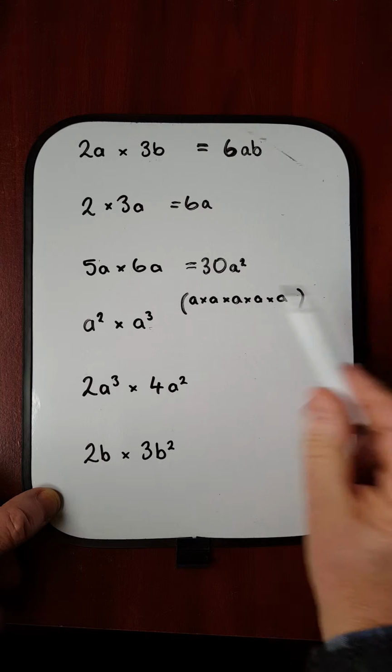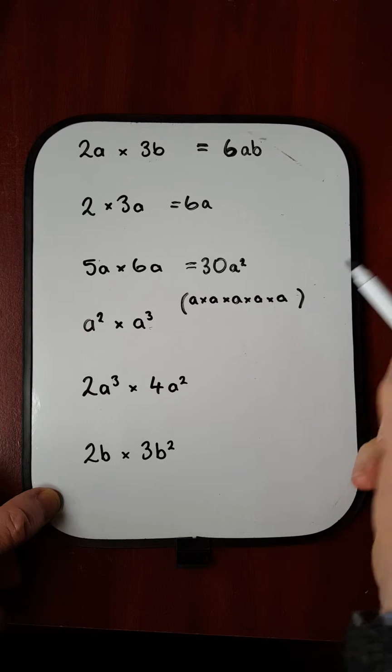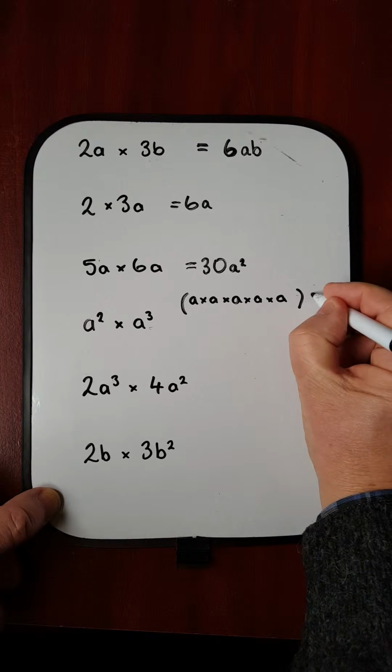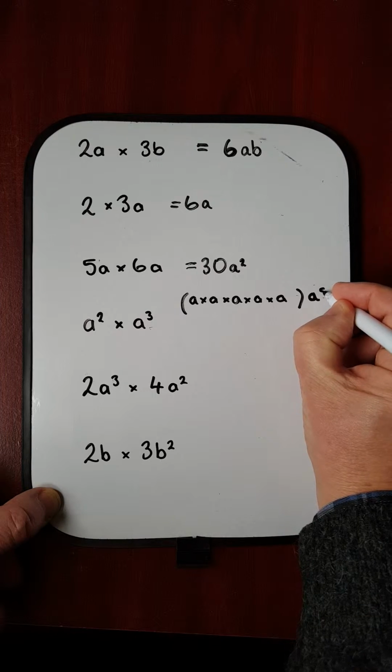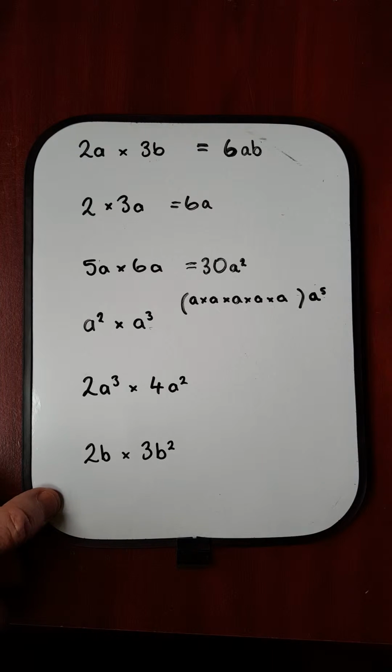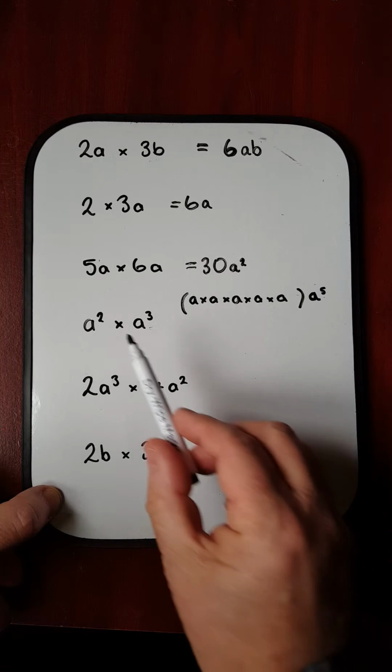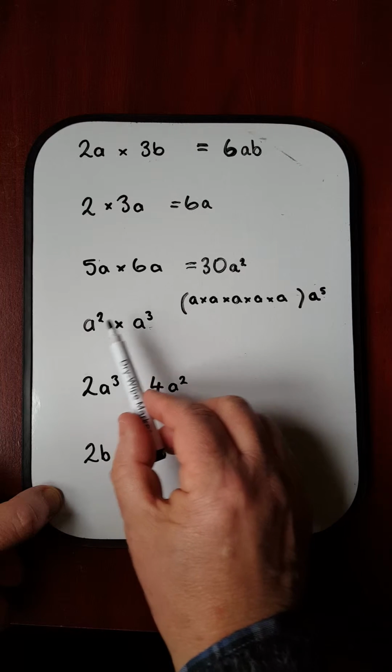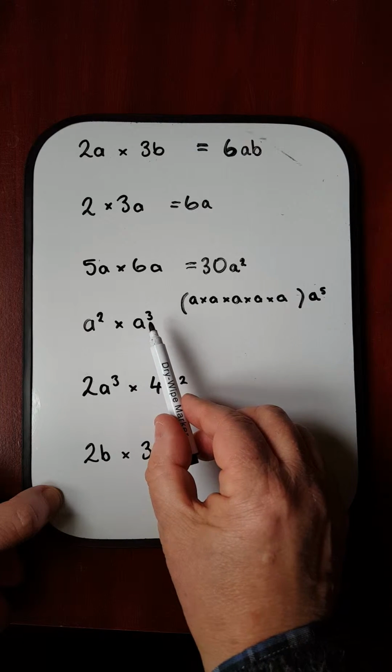How many a's have we got there? 1, 2, 3, 4, 5. Okay, and that's a to the power 5. Not 5a. That would be if you were adding them. You don't have to write it out in full like that because you've got your clues already. A squared times a to the power 3, a cubed.